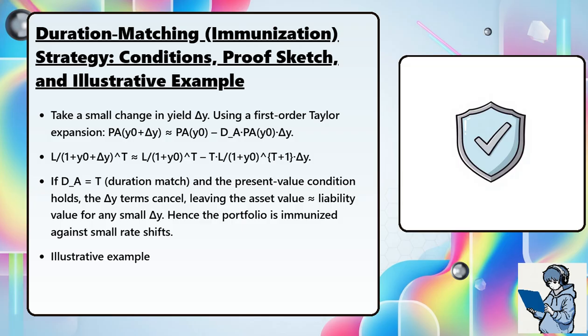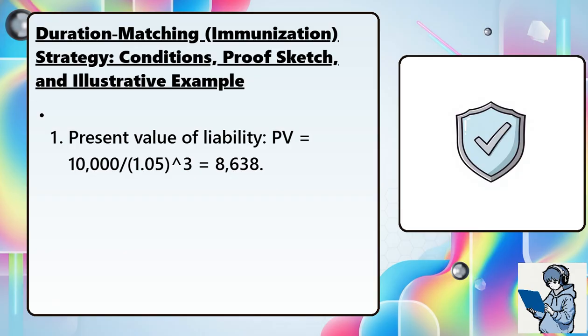Illustrative example. Liability $10,000 due in 3 years. Current yield curve, flat at 5%. 1. Present value of liability. Present value equals 10,000 divided by 1.05 cubed equals 8,638.